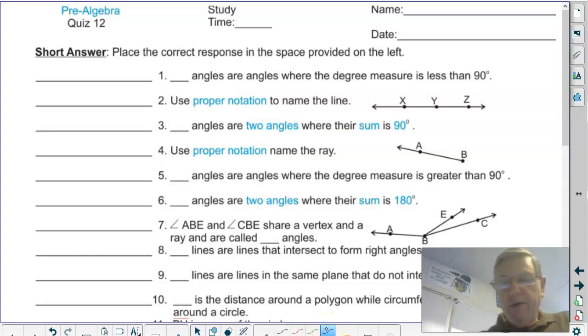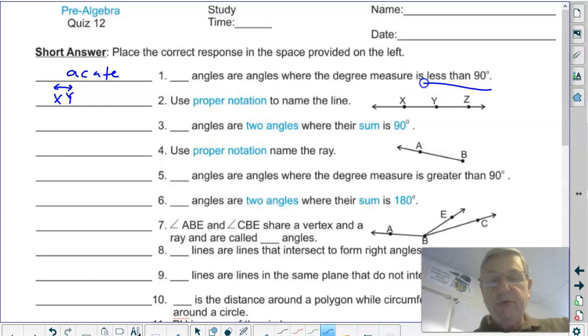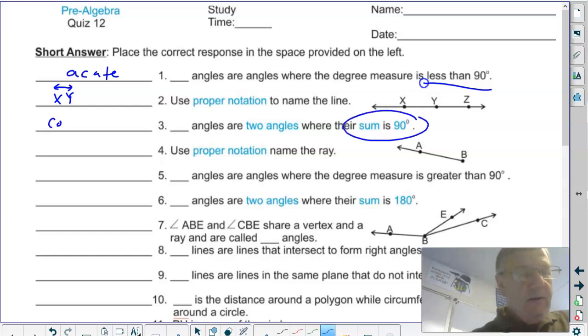Blank angles are angles where the degree measure is less than 90. That's acute, A-C-U-T-E, acute. Use proper notation to name the line. All right, how do you name a line? You pick any 2 points on the line. So for example, XY, and you put the proper symbol over top like that. Now I could have also said line YX. I could have said line XZ, line ZX. So there's numbers of answers to number 2, which would all be correct, but it's 2 points on the line and the line symbol. Number 3, blank angles are 2 angles where the sum is 90, complementary.